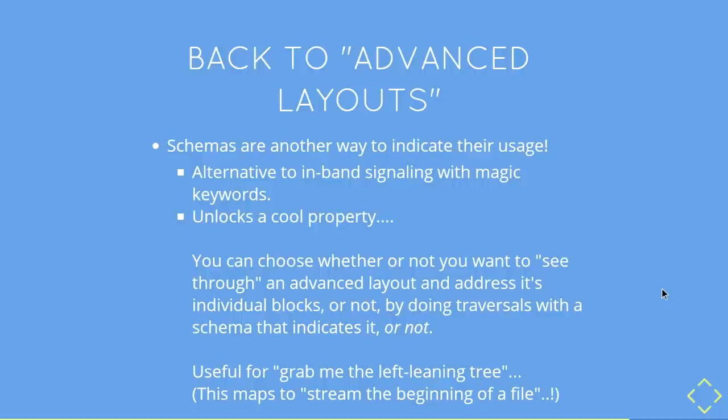Remember, we're coming out of IPFS here, so we're thinking about files sometimes. And files are just a big old tree structure. So sometimes I want to treat them as that big old range of bytes. But what if I want to see through the abstraction? What if I want to say, grab me the left-leaning tree of this whole piece of data? For files, this basically maps onto streaming the beginning of a file. If I wanted to watch movies, this is a really cool thing to be able to do. So by choosing or not to use an advanced layout with this sort of abstraction, you can build really cool applications.